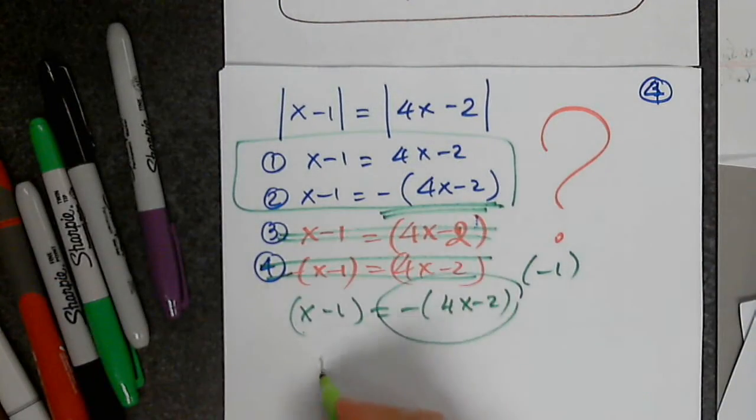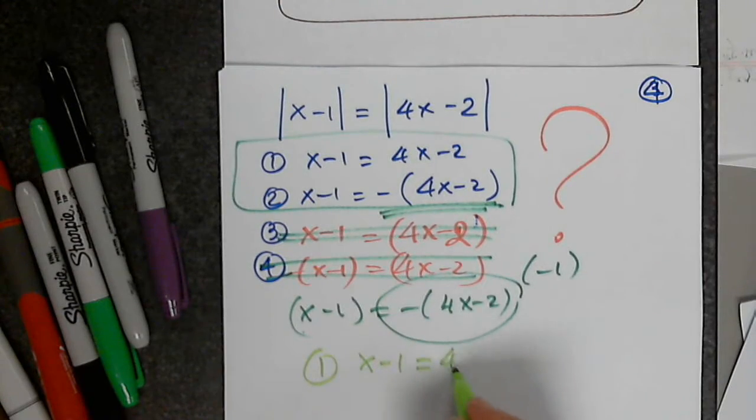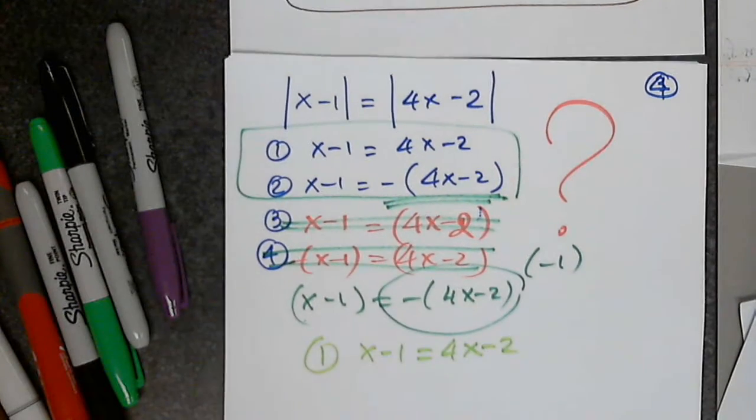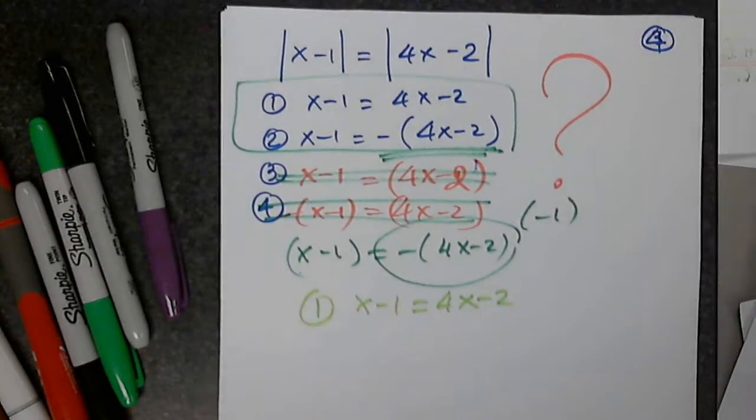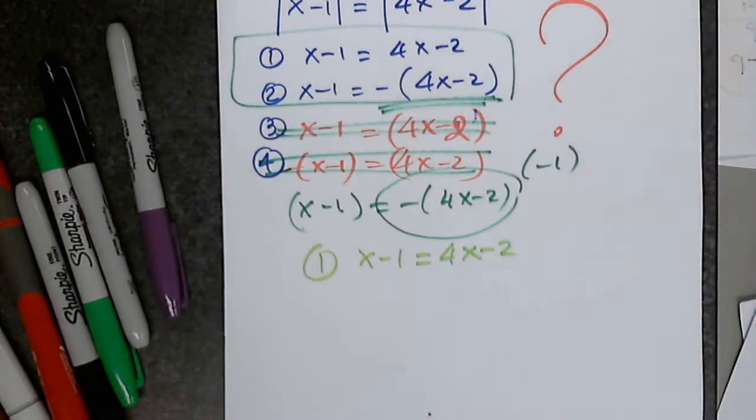So the first possibility is x minus 1 equals 4x minus 2. How do I address this? What type of equation is it? And how do I start? What do I do?